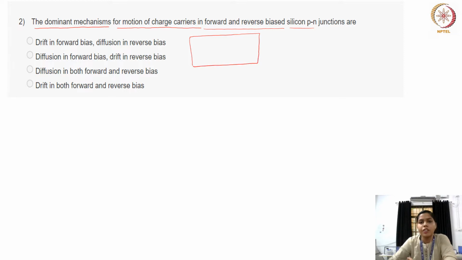Suppose this is my P-type material here on the left hand side, and this is my N-type material. When a P-type and N-type material is joined, a junction is created here that is free of charge carriers, and we call it the depletion region. This is your depletion region. Though the P side has holes as the majority charge carriers, and the N side has electrons as the majority charge carriers, right?